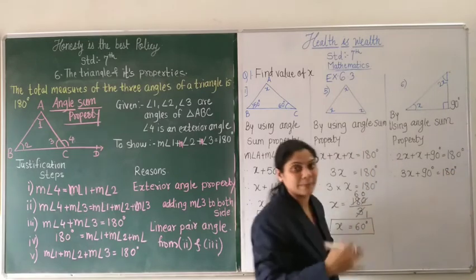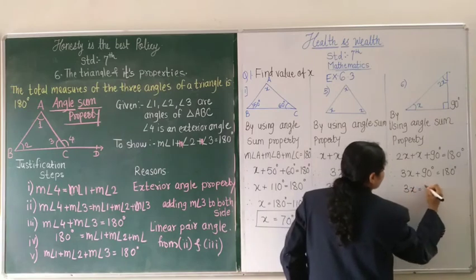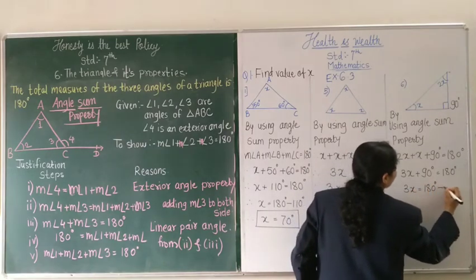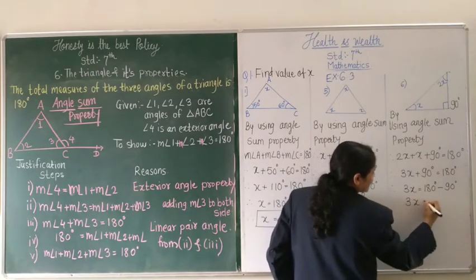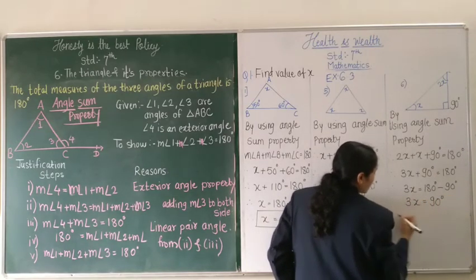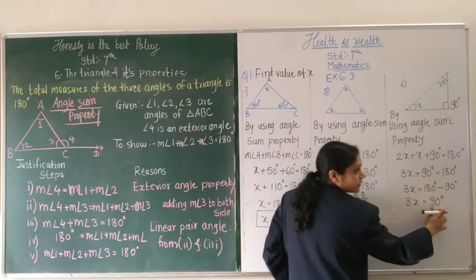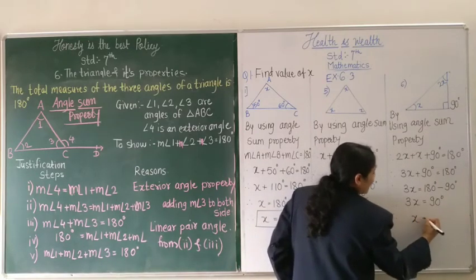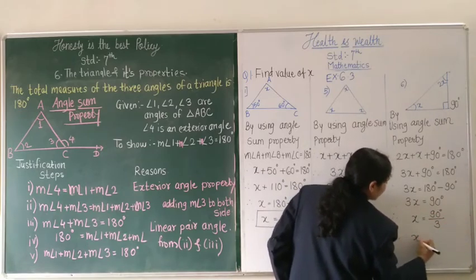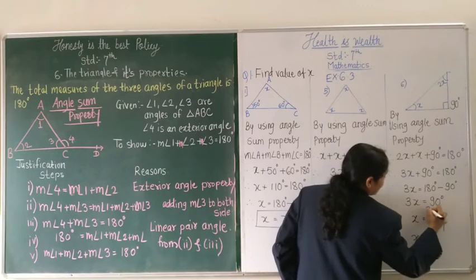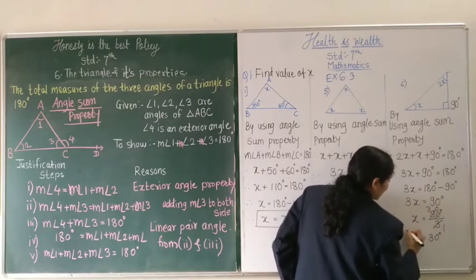Now we have to separate the alphabets and numerals. So 3x is equal to 180 degrees minus 90. So 3x is equal to 90 degrees. So 3 is for the multiplication; when it changes its place, it will go for the division. So x is equal to 90 degrees upon 3. So x is equal to: 3 1s are 3, 3 3s are 9, 3 0 0. So the value of x is 30 degrees.